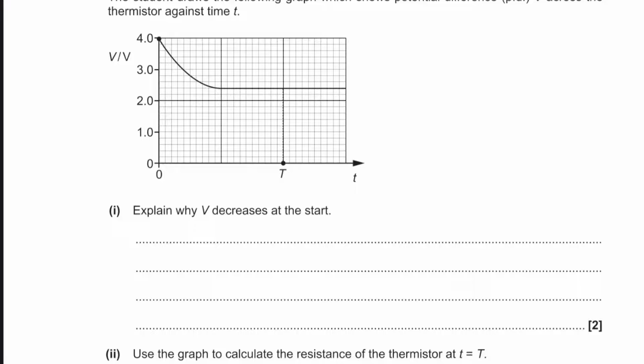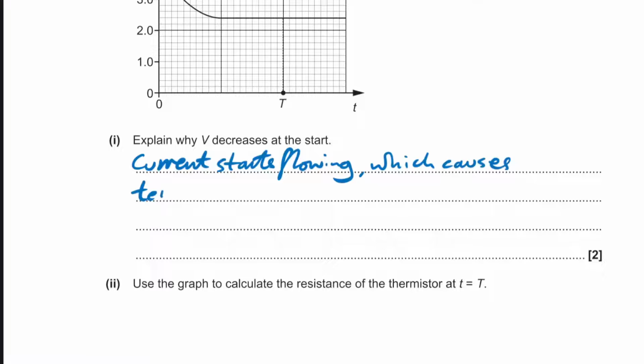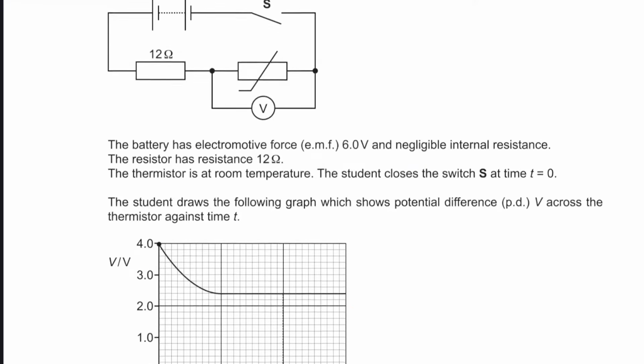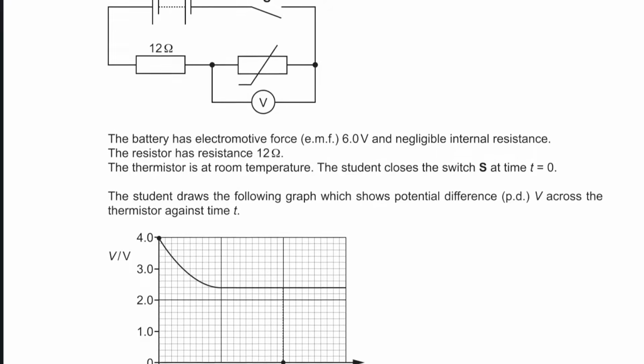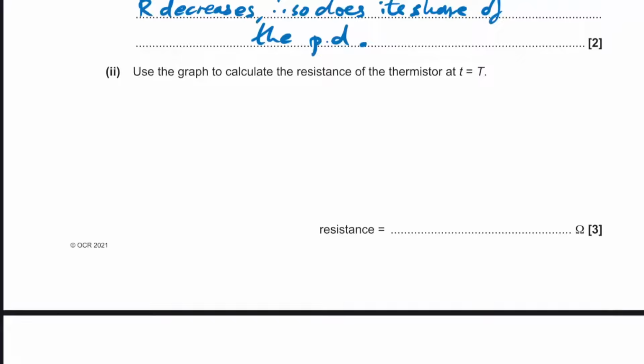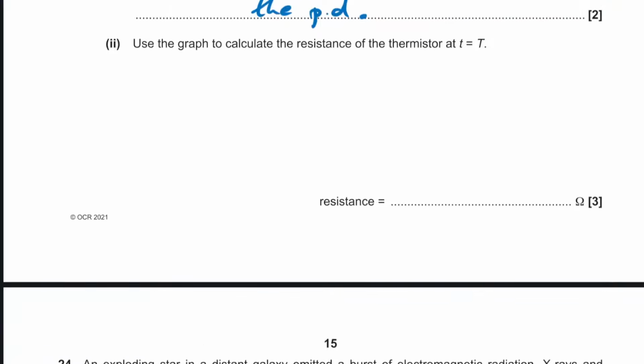Explain why V decreases at the start. Okay, so current starts flowing, which causes the temperature of the thermistor to increase, because it is all to do with temperature, we know this. And they do the opposite to a piece of wire, filament, whatever. Therefore, its resistance decreases. Therefore, so does its share. That's all we have to say. They've given a really weird answer in the mark scheme. They talked about current. I don't really want to talk about current.